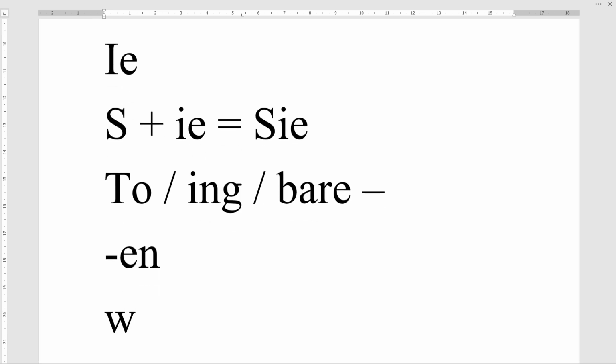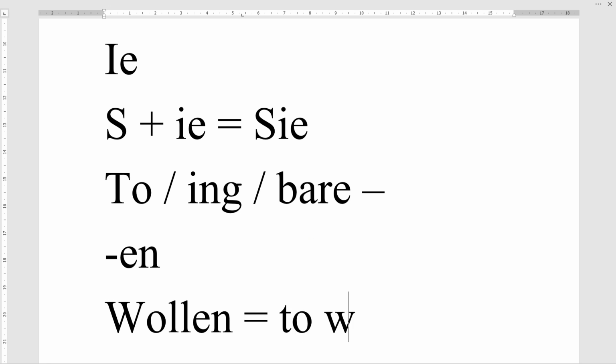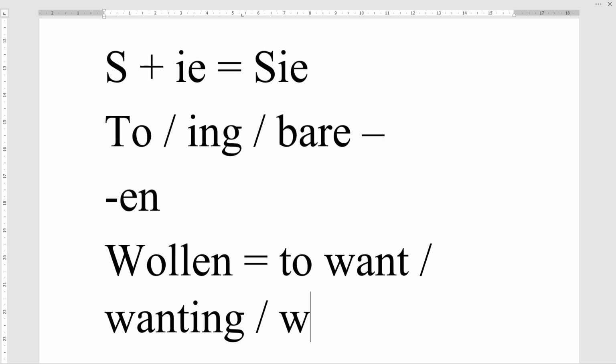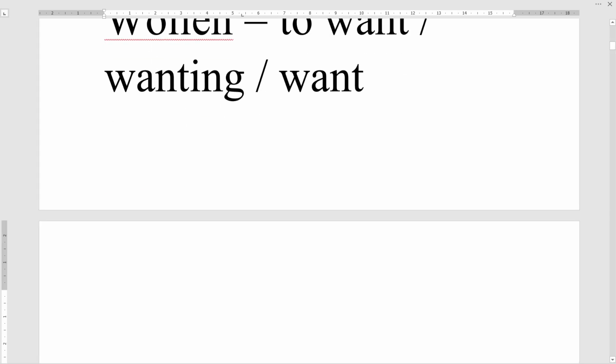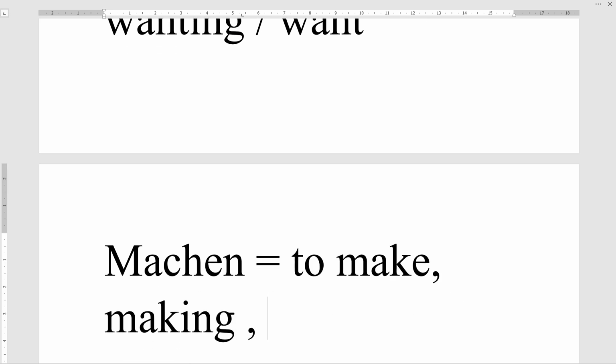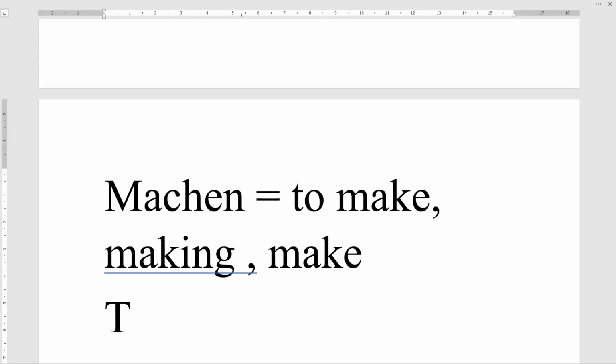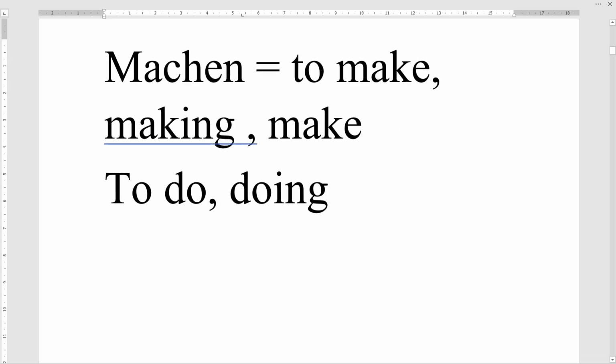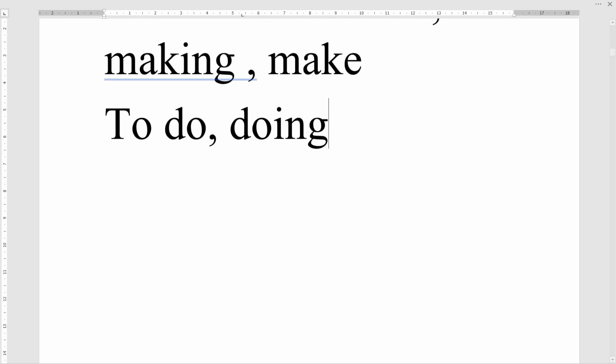Now I'm going to continue telling you that the verb wollen in German means to want, wanting, and also want. Or for example, machen means to make, making, and make. Or also to do, doing, and do.